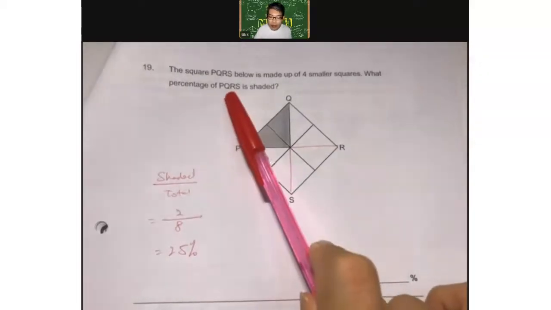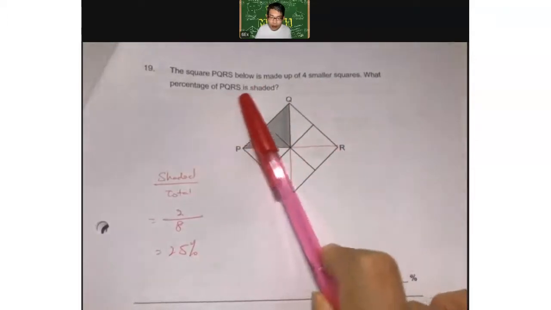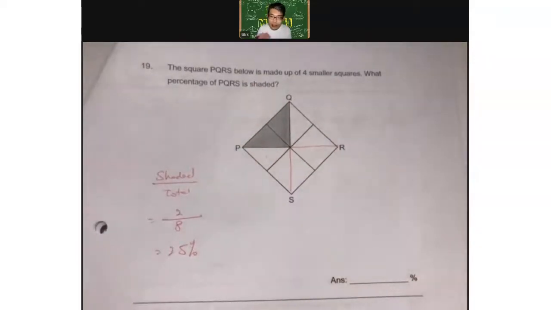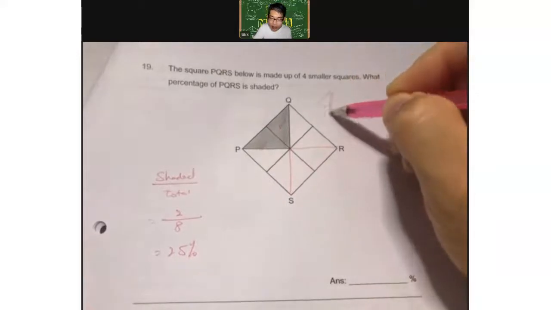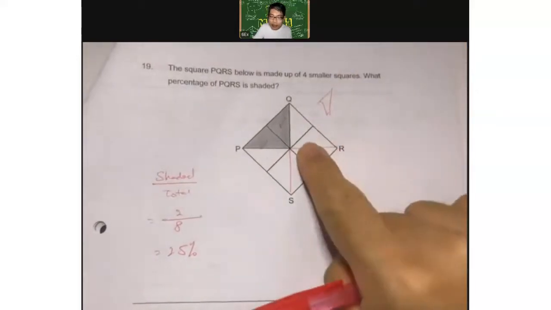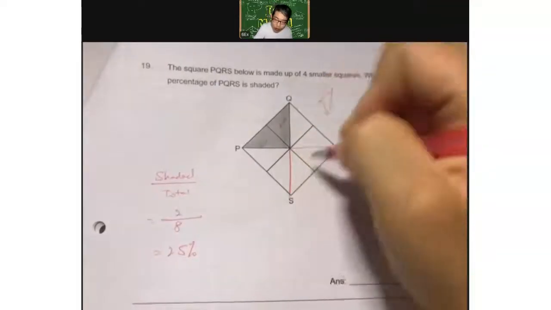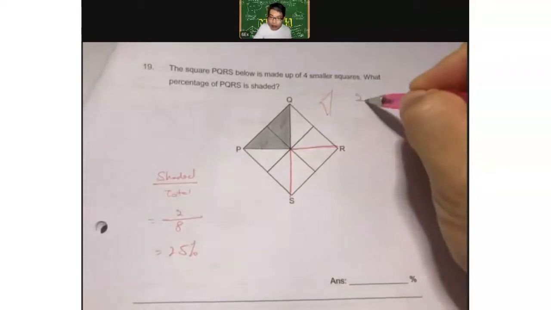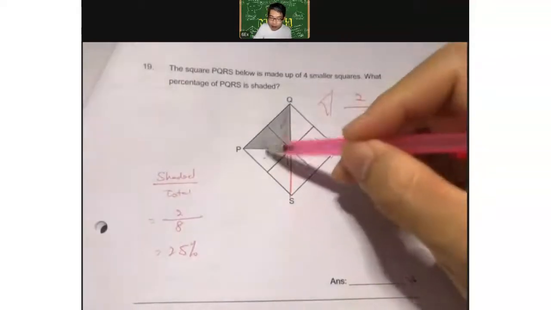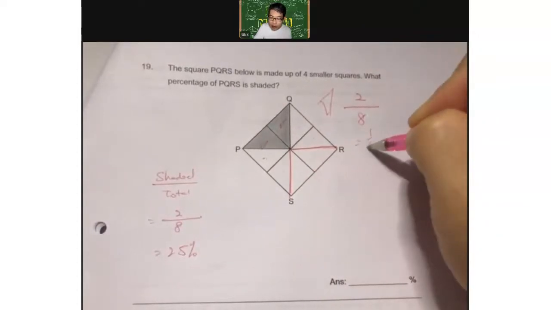Now, this square PQRS is made of 4 smaller squares. What percentage of PQRS is shaded? Now, to find the percentage is always of equal parts. So you can see one part is shaded, 2 parts are shaded, and each of these parts is a triangle. But the rest are actually squares. So how can I make them into equal parts? I just cut this into triangles, and each triangle is an equal part. So there are 2 triangles that are shaded, divided by a total of 1, 2, 3, 4, 5, 6, 7, 8 triangles. I'll have 1/4.